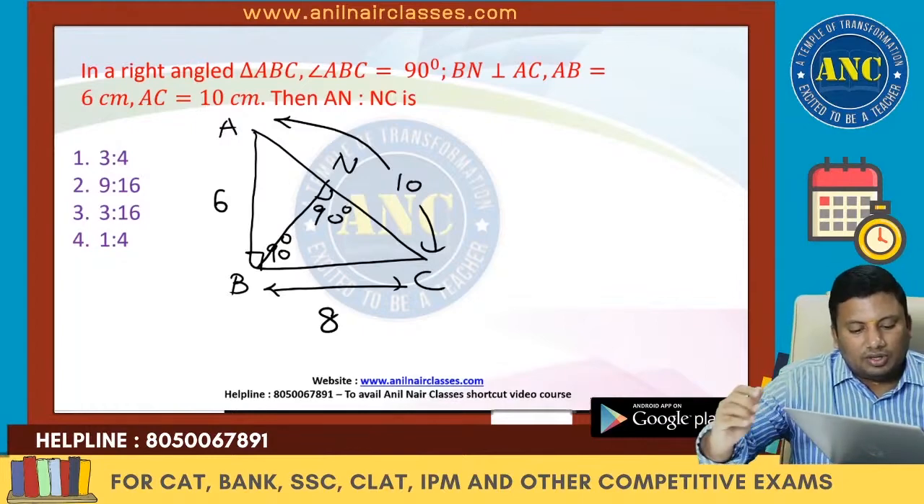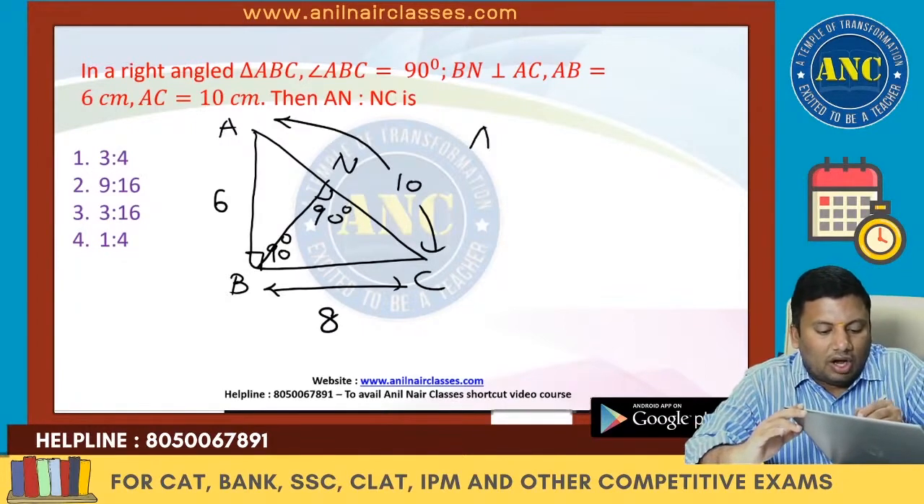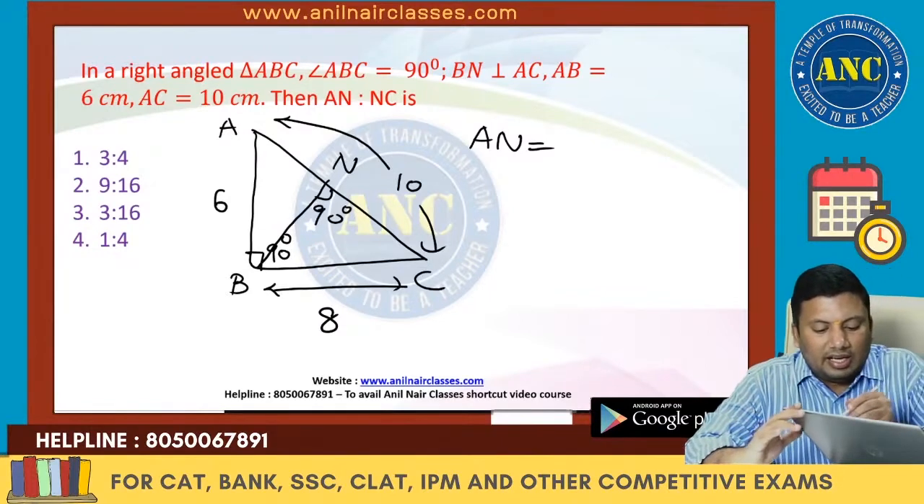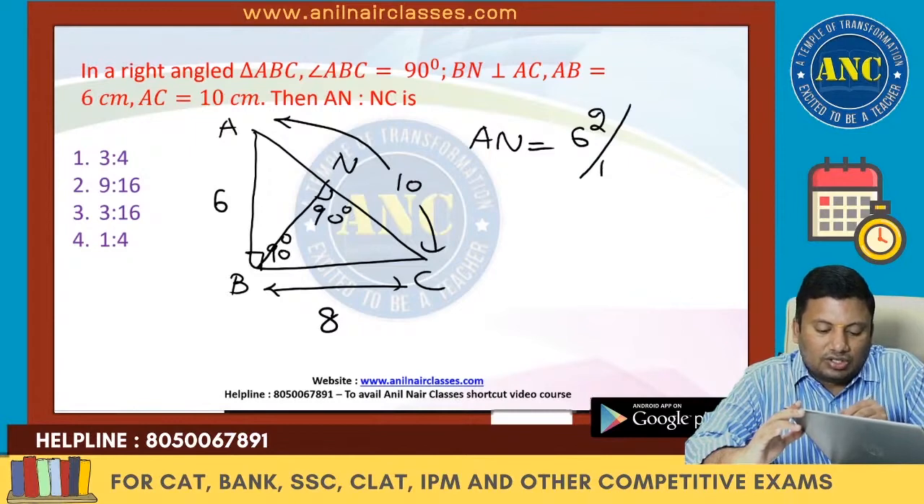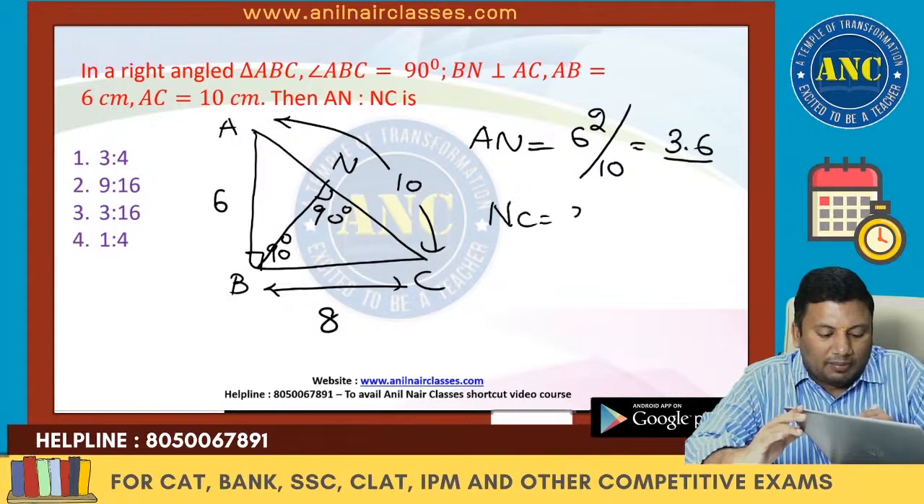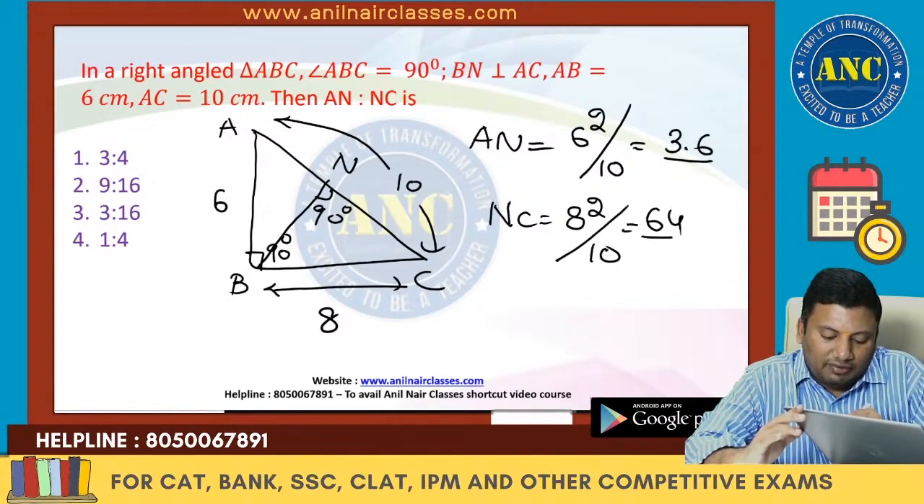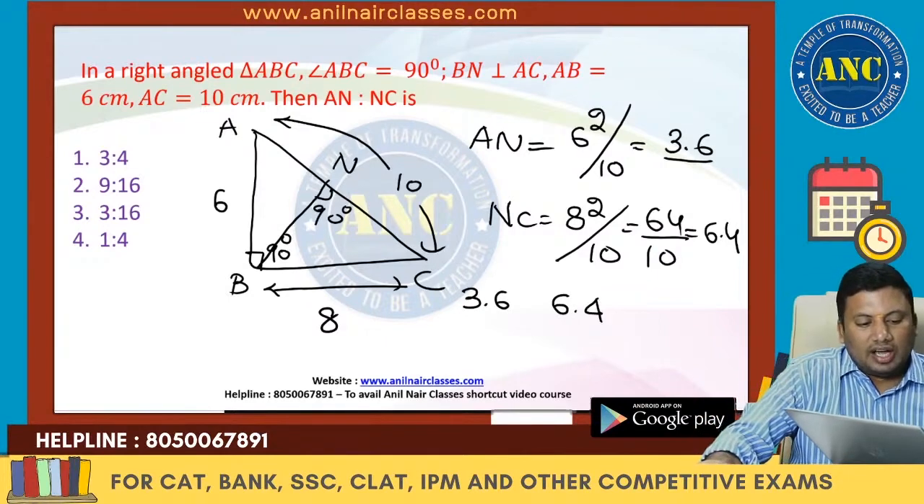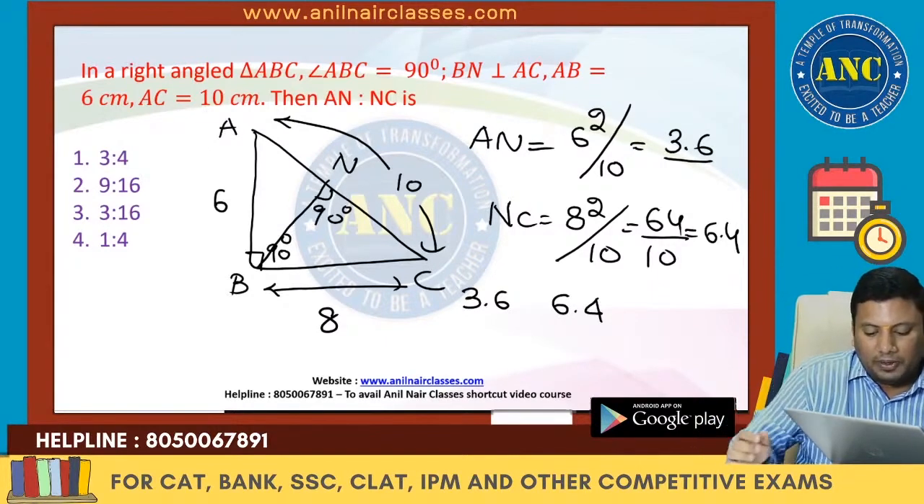What is the value that we require? AN. Already we discussed this in our basics introductory things. AN is 6 square by 10, 36 by 10, which is 3.6. NC is 8 square by 10, which is 64 by 10, which is 6.4. So 3.6 and 6.4. I hope it is clear.